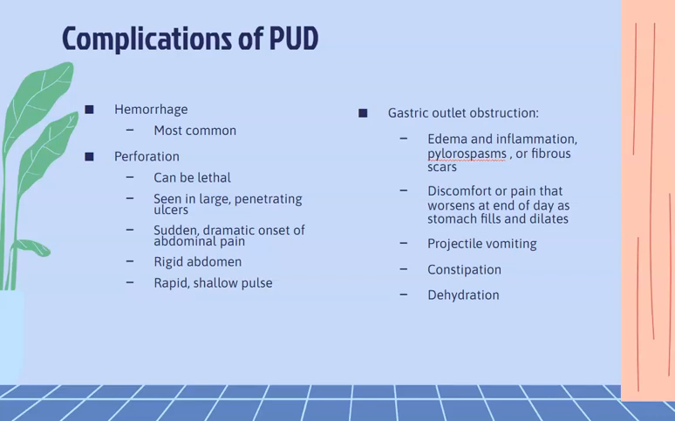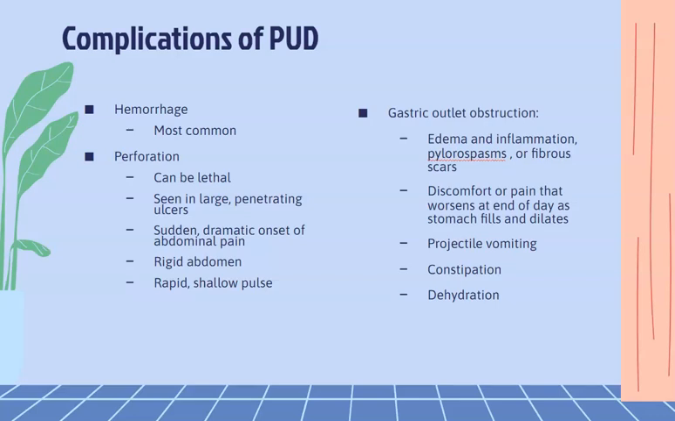These are going to be your larger penetrating ulcers. They'll have a sudden and dramatic onset of abdominal pain. The stomach does a really good job at protecting what's inside of it, but once there is a hole into the rest of the abdomen, then they're going to have some pretty significant pain. As the disease process progresses and the contents leak into the abdomen, on assessment you'll have a rigid abdomen. They could have a rapid, shallow pulse as the compensatory mechanisms take hold.